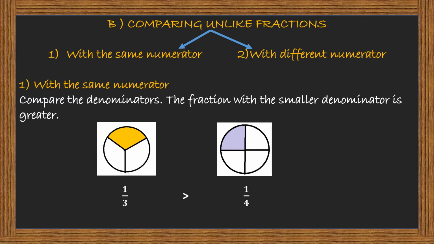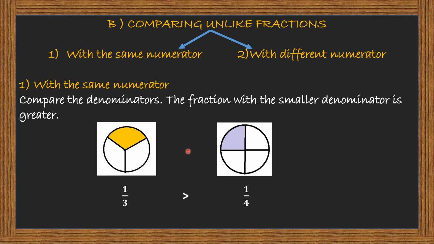So how will we represent this? This diagram is represented by the fraction 1 upon 3 and this diagram is represented by the fraction 1 upon 4. What does our statement say? Compare the denominators. The fraction with the smaller denominator is greater. Here the denominator is 3. Here the denominator is 4. Which is smaller? 3. Hence the fraction with the smaller denominator is greater. Even in the diagrams, the shaded yellow portion is greater than this purple one.